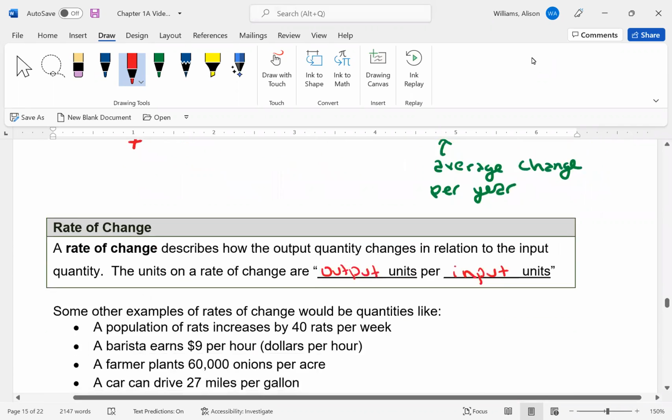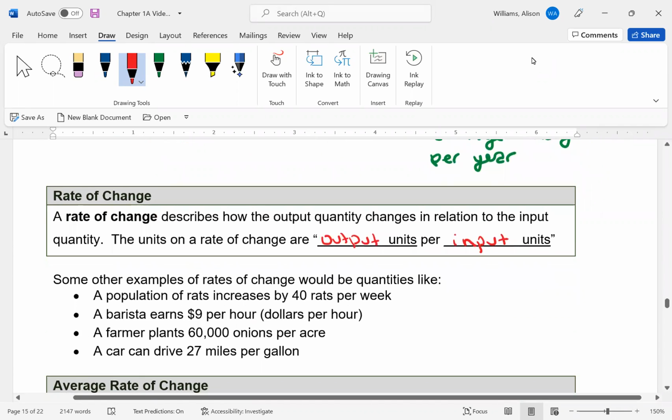So some other examples: population of rats increases by 40 rats per week. That's terrifying. A barista earns $9 per hour. A farmer plants 60,000 onions per acre. And then, of course, a car can drive 27 miles per gallon. So those are all examples of rates of change that we're kind of used to.